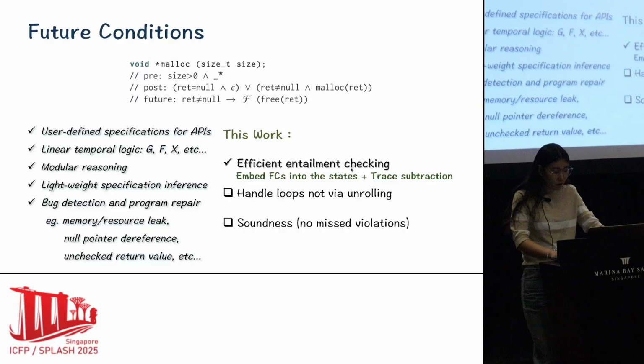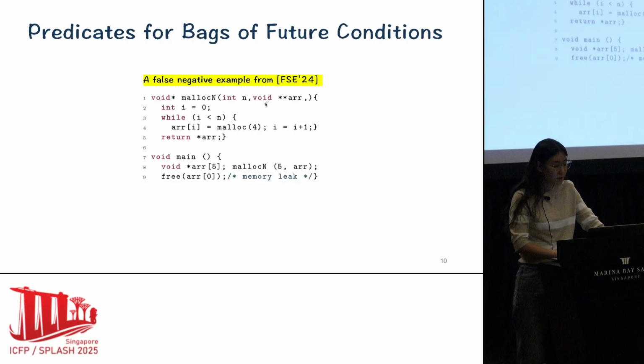Now we show how we are going to handle loops. This is a false negative example shown in the previous work, where we recursively malloc 5 pieces of heap locations into the array, but we only free the head of the array. So this would be a memory leak, because we have malloc'd locations 0 to 5 of the memory, but then we only free it once.